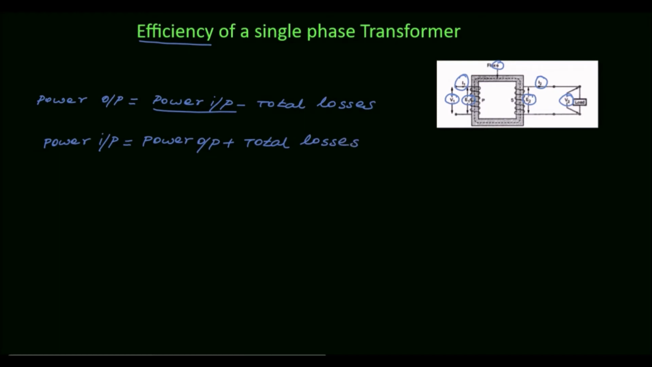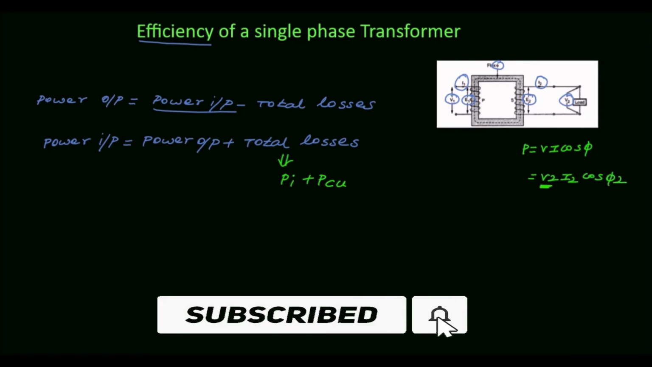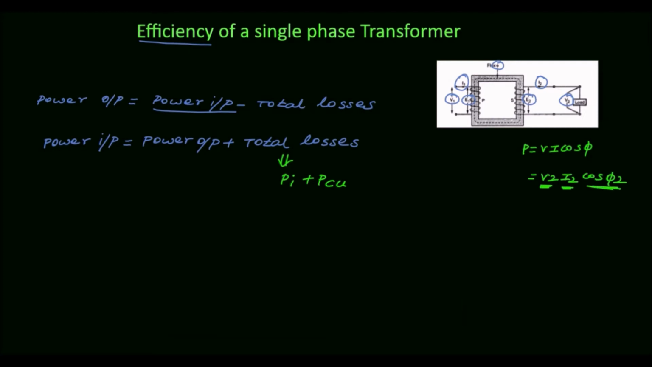In a transformer we have iron loss and copper loss. So the total loss is the sum of iron loss, which is denoted as Pi, and copper loss, P copper. In general, the power equation is VI cos phi. So the power output of the transformer is equal to V2 I2 cos phi 2. In this, V2 is the terminal voltage across the load, I2 is the load current, and cos phi 2 is the load power factor.